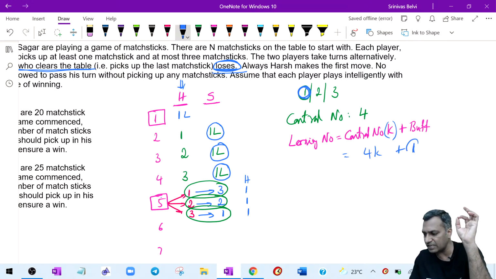That buffer in this case is 1. Why that 1? Because if you leave anything other than 1, that fellow will come back and push you into the corner. So corner pushing is done by using 1. So leave that 1 buffer number. Losing number is control number k times and a buffer number.